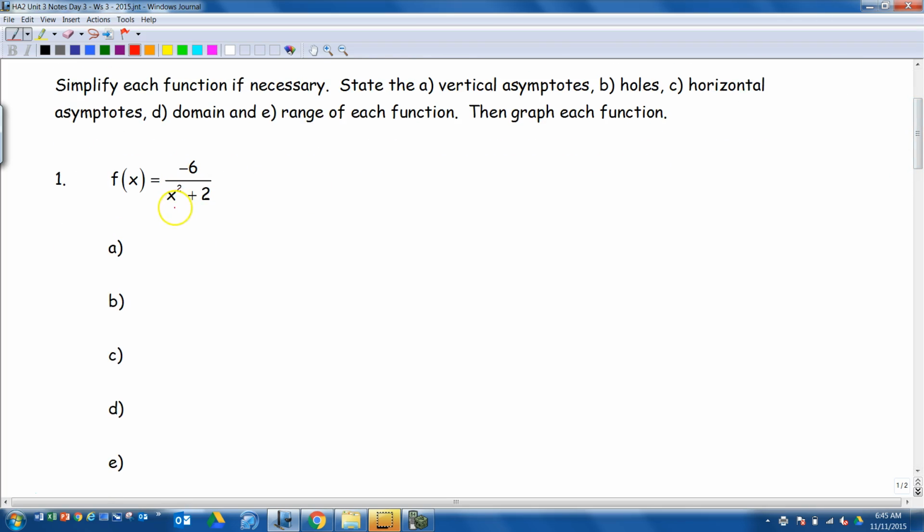So first off, if you set this piece equal to 0, first of all you can't factor that, so let's set it equal to 0 and see what we get. We get x squared equals -2, which will give you an imaginary solution, which means that there are no domain restrictions. So I'm going to say the domain is that x is all real numbers.